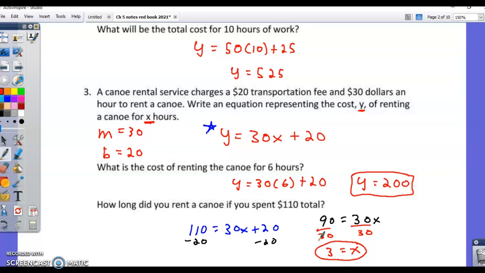So again, another way of looking at it, if they're asking you after a set amount of time, you would put that in for x, but if they're asking you what the total is after you get this, then you would set it equal to that amount.